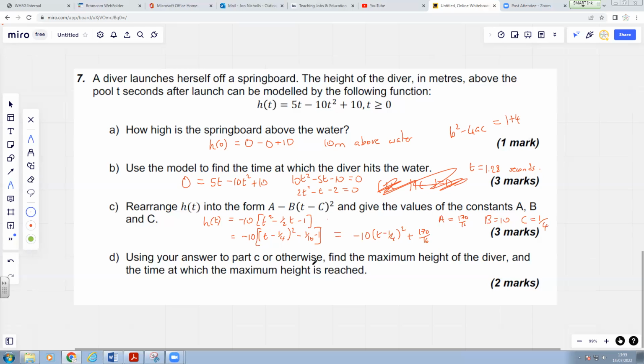Use your answer to part C or otherwise. Find the maximum height of the diver above the water. Well, it occurs when t is a quarter. And at that point, the height will simply be, plug t equals a quarter in here, you get this being 0. And so it's 170 over 16. And in meters, that is, let's quickly do it on my calc, 10.625 meters. So not that much higher than where he started, really. He's jumped about half a meter. It's probably quite realistic, though, isn't it? You jump about half a meter up in the air and then go down.